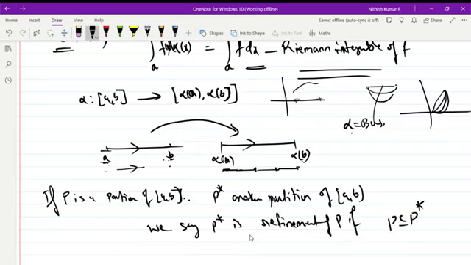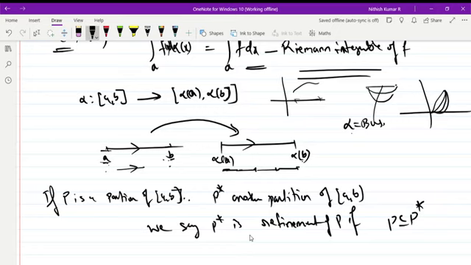P star is a refinement of P when all the points of P are in P star. That means P star is a partition which contains the points of P and some more points, some other points, more than that. It may be the same or it may be more. So P star is a partition of closed interval a comma b which contains some more points of P, then we say P star is a refinement of P.